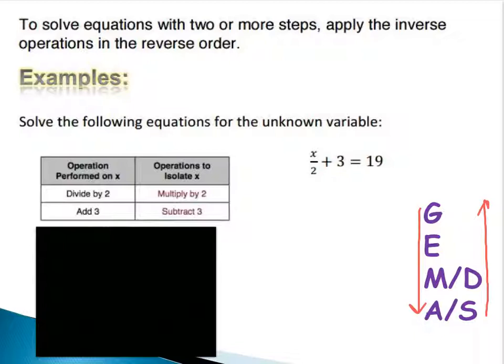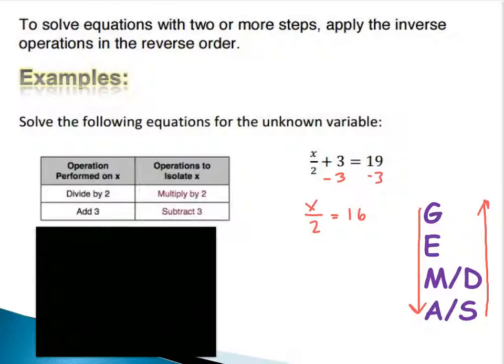Let me show you an example. I have x divided by 2 plus 3 equals 19. Normally with order of operations, I'd do division before addition. But we don't know what x is and we're trying to solve for it, so I'm going to do the opposite and start with adding or subtracting first. I see that I have plus 3, so the first thing I'm going to do is subtract 3 from both sides. That gives me x divided by 2 equals 19 minus 3, which is 16.